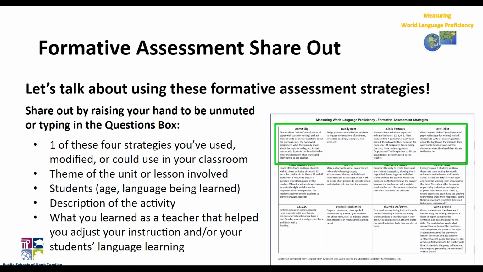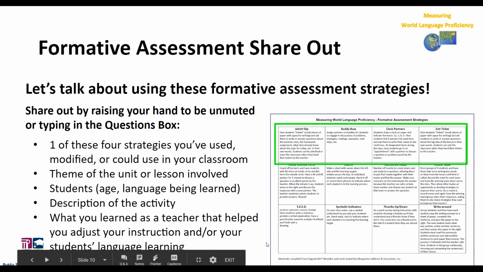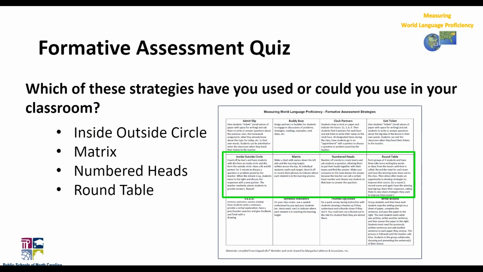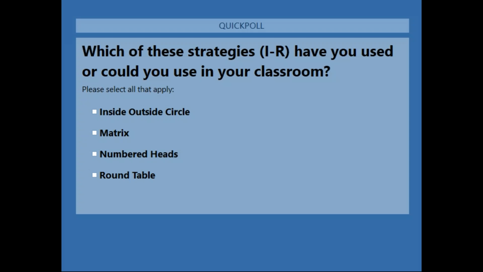All right, great. Well, let's move on then. We were just talking about 4 of these formative assessment strategies out of 12. Let's go forward. I bet you can guess what we're going to do next, which is look at the next 4 on that middle row: the inside-outside circle, the matrix, the numbered heads, and the round table. Once again, I'll go ahead and run a poll question asking you which of these strategies you've used or could use in your classroom. And we'll do what we did before, which is share out here in a minute. But let's start with our poll question.